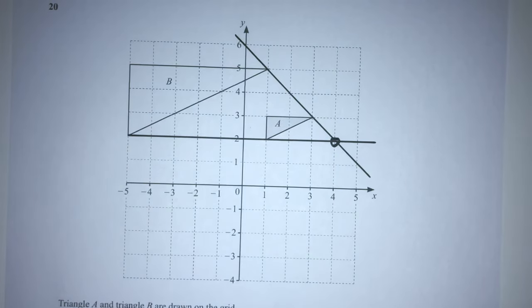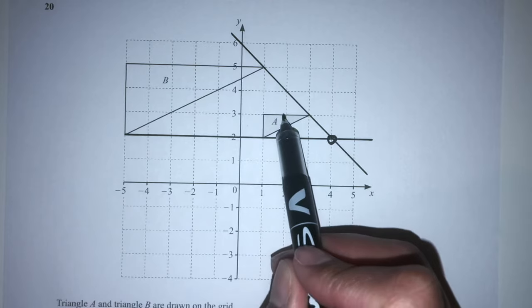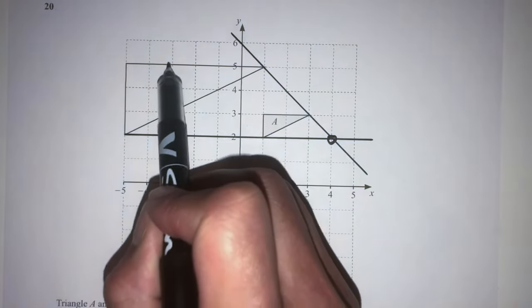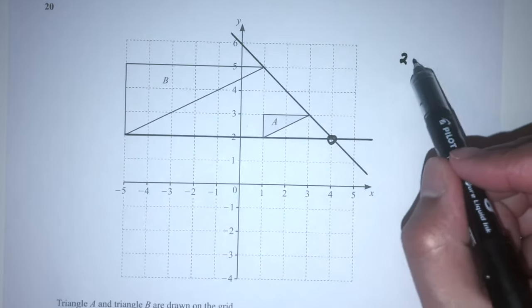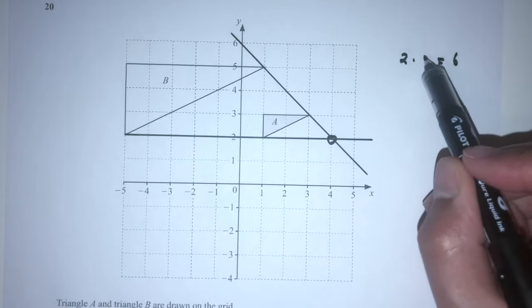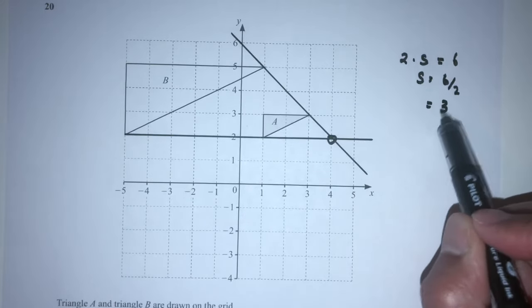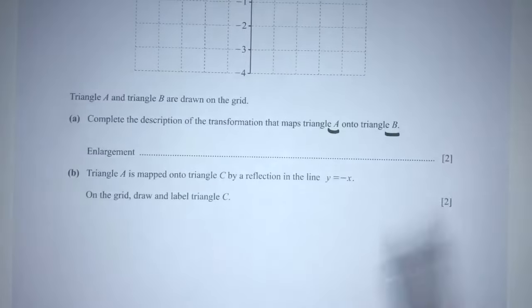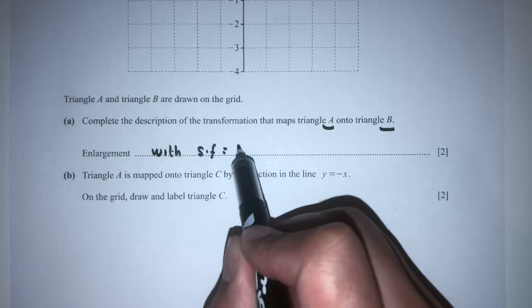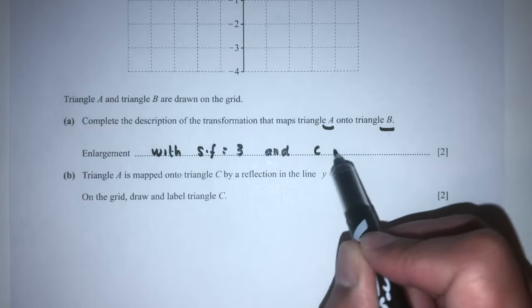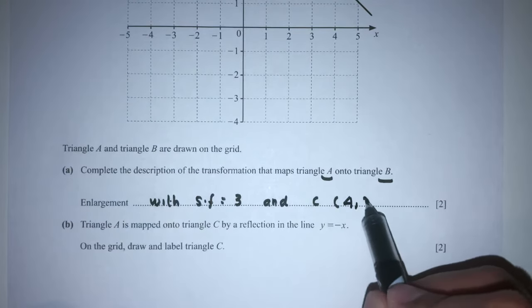Now, what is the scale factor? Okay, so let's count. We had 1, 2, it became 1, 2, 3, 4, 5, 6. From 2 to 6, so 2 became 6. The scale factor will be 6 divided by 2, that should be 3. So we conclude that it is an enlargement with scale factor 3 and center (4, 2). That is our answer for part A.